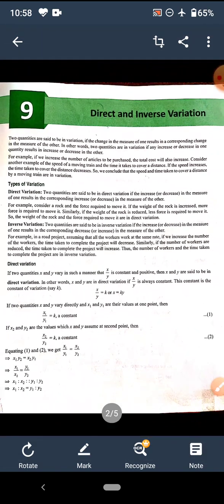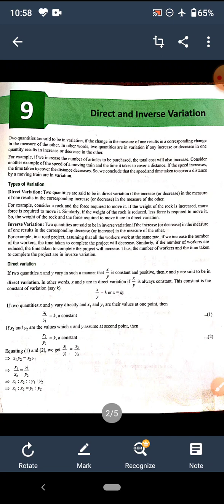Next is inverse variation. Two quantities are said to be in inverse variation if an increase in one leads to a decrease in the other. Means if one variable changes in the positive direction, the other will change in the negative direction. For example, in a road project, assuming that all the workers work at the same rate, if we increase the number of workers, the work will finish in less time. But if the number of workers is reduced, the time taken will be more. So the number of workers and the time are inversely related to each other.